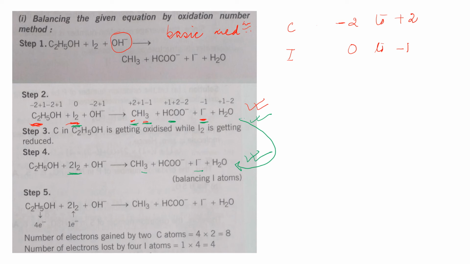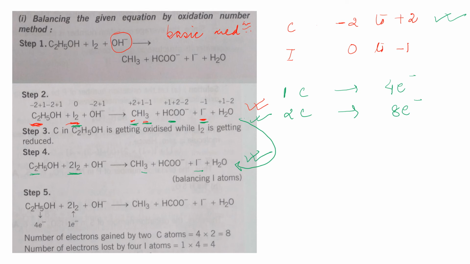Now I have to see how many electrons carbon and iodine are losing or gaining. As the oxidation number of carbon is changing from -2 to +2, you can see here, that means it is losing 4 electrons. So carbon is losing 4 electrons, one carbon atom. This is very important to know. One carbon atom is losing 4 electrons. But I have 2 carbon atoms. So 2 carbon atoms are losing 8 electrons.